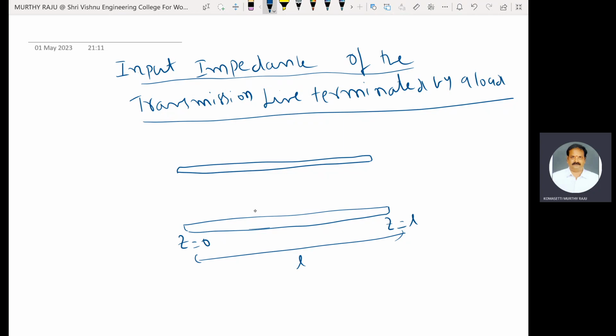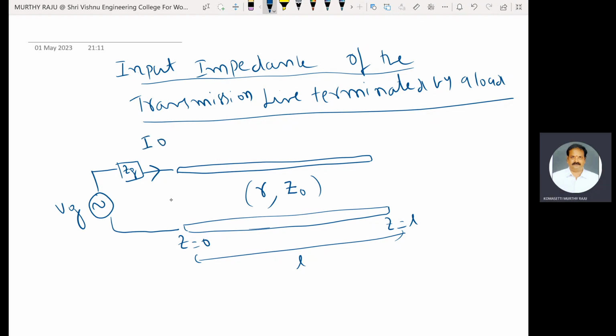Transmission line of length small l, characterized by propagation constant gamma and characteristic impedance Z0. These are the two important parameters of the transmission line. At the generator end, Vg is the generator voltage. This one is the Zg, generator impedance, connected to this transmission line. The current is coming from that generator, I0. This one is V0. At Z is equal to 0, the voltage is V0.